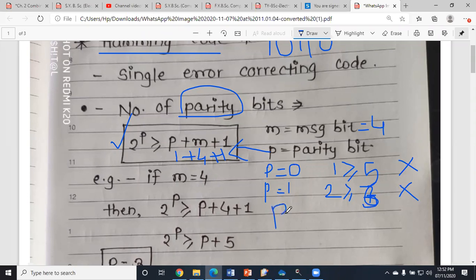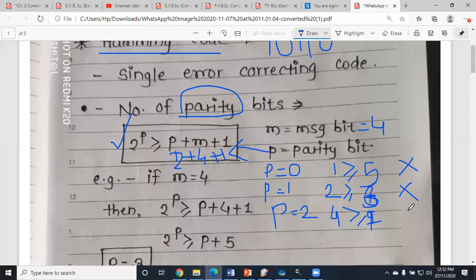Similarly, I will go for p equal to 2. What is 2 raised to 2? 4. Now check 2 plus 4 plus 1. How much is it? 7. I'm sorry, it is 7. All right. Is this condition true?